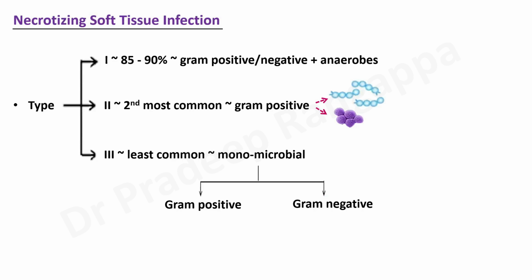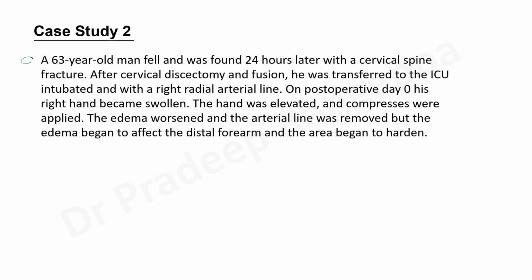So, just the last couple of slides about compartments. Let us look at case study 2. A 63-year-old man fell and was found 24 hours later with a cervical spine fracture. After cervical discectomy and fusion, he was transferred to ICU, intubated, with a right radial artery line. On post-operative day 0, his right hand became swollen. The hand was elevated and compressions were applied. The edema worsened and the arterial line was removed, but the edema began to affect the distal forearm and the area began to harden. As you see, this is a complication after putting an arterial line.